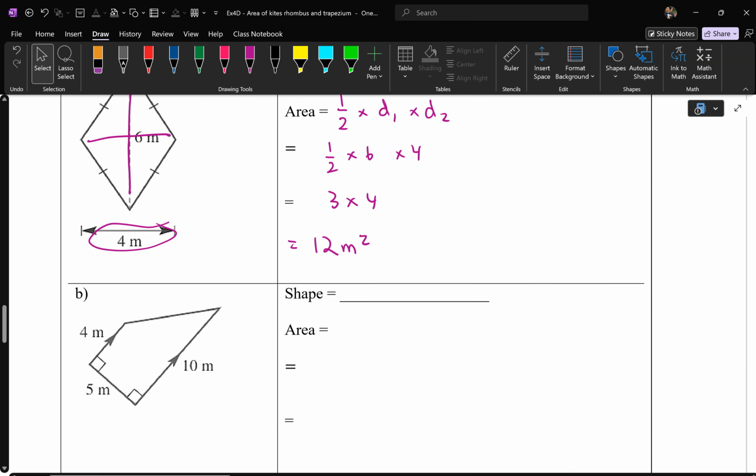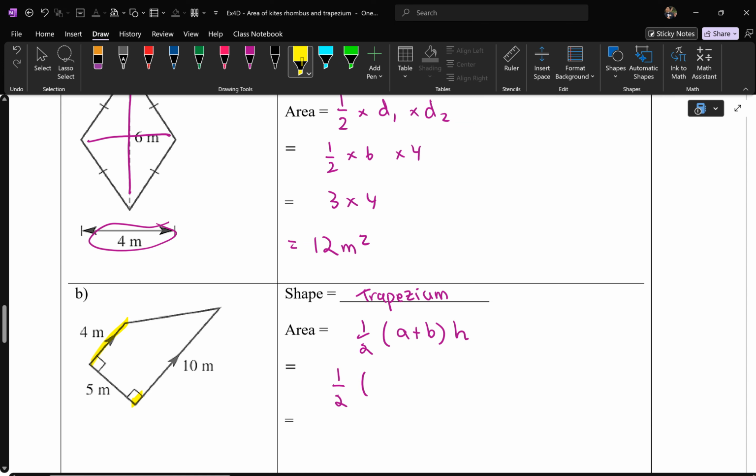Same thing with the next one. What shape is this one? Have a think. Trapezium. Good. And now you look at your notes again. What's the area formula for a trapezium? It was half, bracket, A plus B, times height. Very good. So remember, A and B are your two parallel lines. So where are my parallel lines?